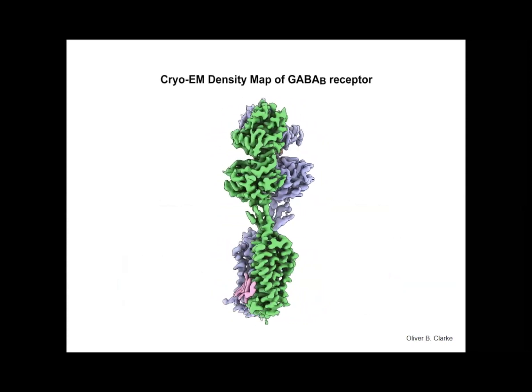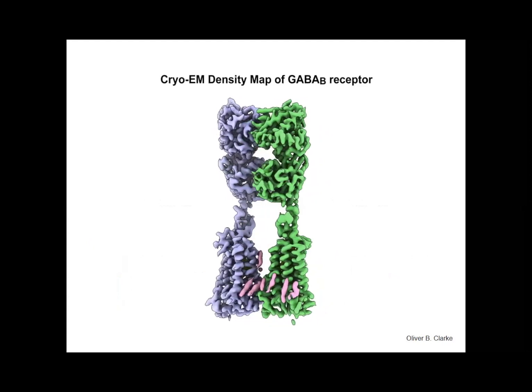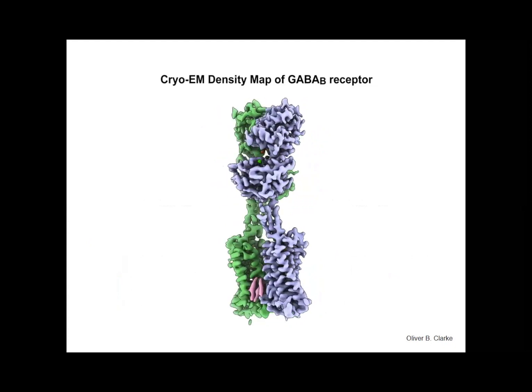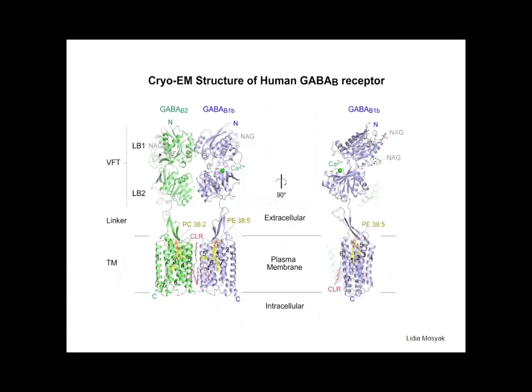Here is a movie of the composite map. It showed clear side chain densities for almost all of the residues. This map allowed us to build a model for the GABAB receptor. We used a crystal structure of the VFT module as the initial model for the receptor extracellular domain, but we were able to trace the linker and TM domain of each subunit de novo, and Lydia Mosiak built the model.